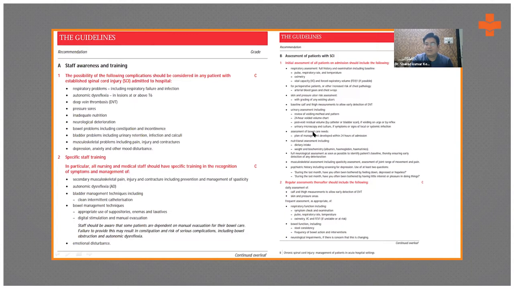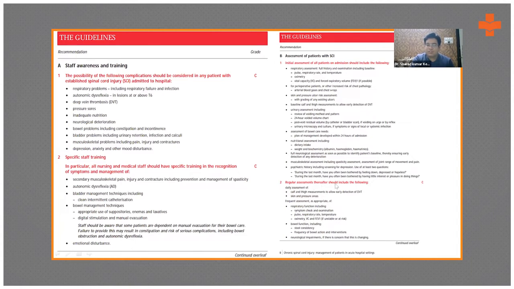Assessment of bowel care needs, so that you can plan the management accordingly. Nutritional assessment should be done for dietary intake and weight and biochemistry, like albumin, hemoglobin, and all the blood parameters. Full neurological assessment should be done as soon as possible, meaning once the spinal shock period is over. For musculoskeletal assessment, use spasticity assessment and assessment of joint range of motion and pain. Psychiatric history as well, and this includes both the caregiver as well as the patient himself.